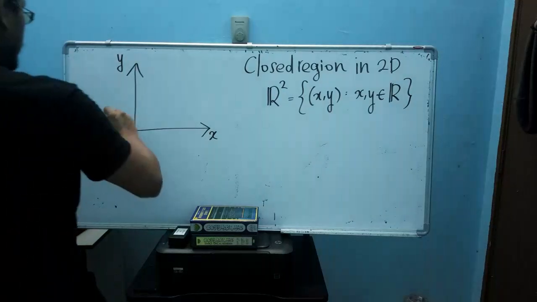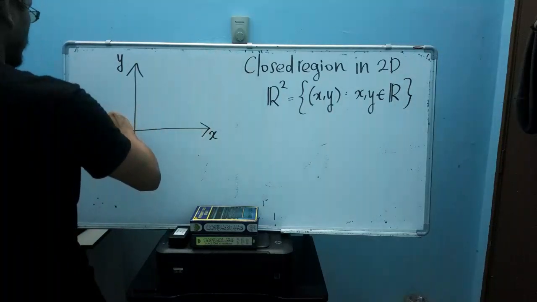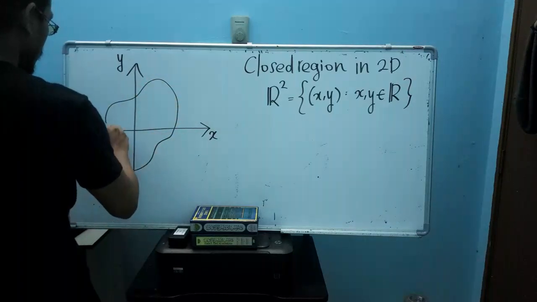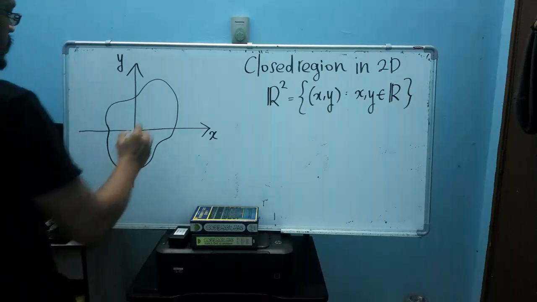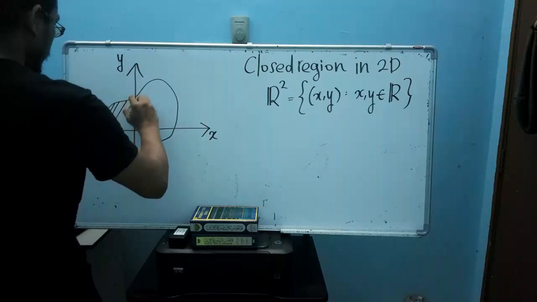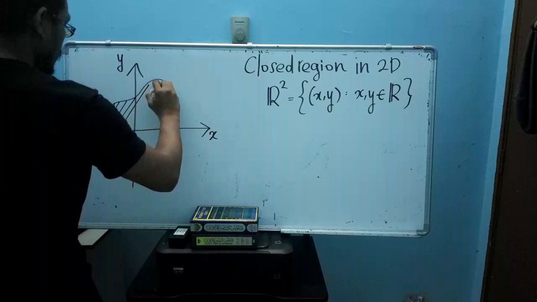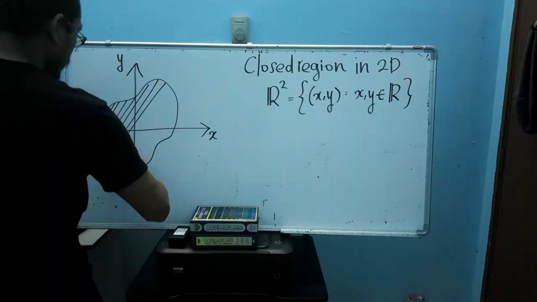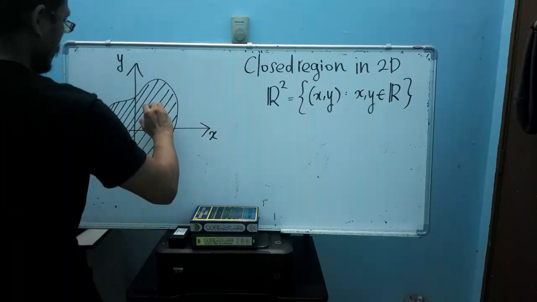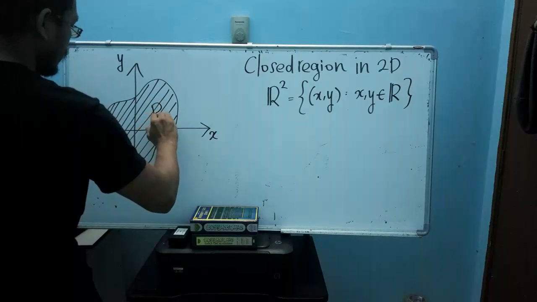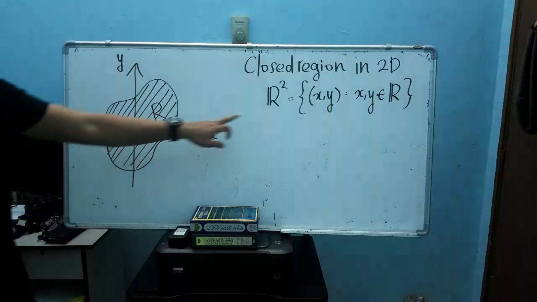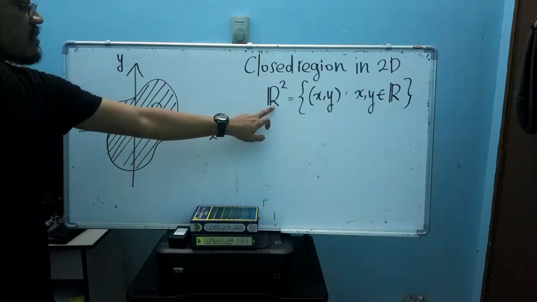Now let's consider a closed region in two-dimensional. Let this be my closed region, a shaded region here. Let me denote this one as R. So I will have a different R: this is R, the region, and that one is R, the set of real numbers.